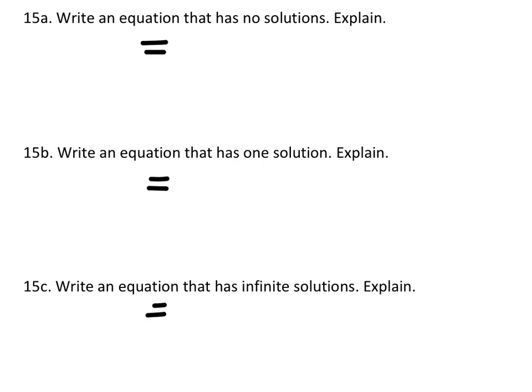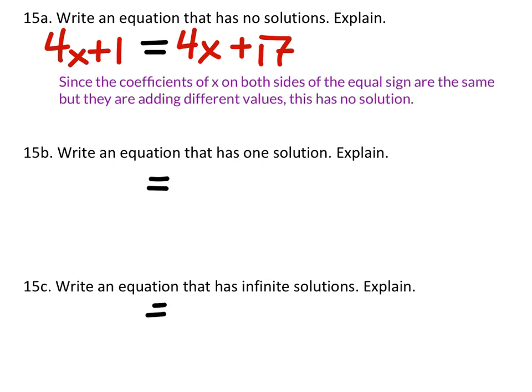I need the same number of x's on both sides of the equal sign. So we'll say 4 x's. But if it has no solutions, I need to add different things, such as 1 and maybe 7. Or, yeah, sure, 17 would work. It's still adding something different, which makes this have no solution. So 4 times x, no matter which side you're on, is going to give you the same value, but we're adding something different and saying then that they're equal. That can never happen. So there's our explanation for this one.